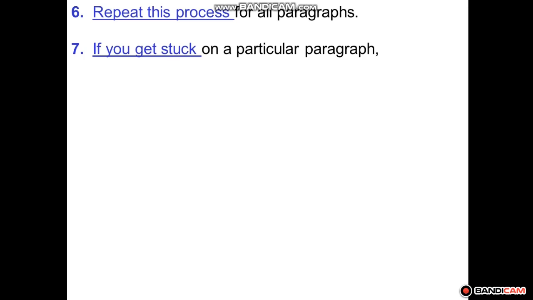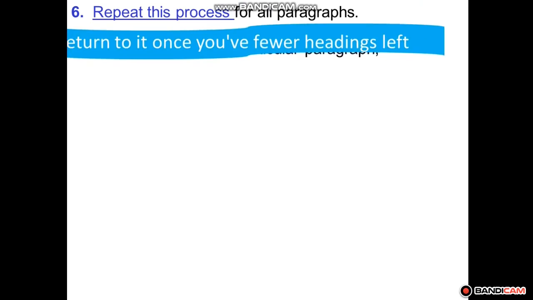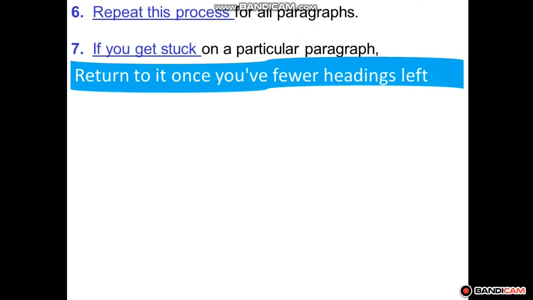Whatever you saw here, repeat it for all paragraphs. That's the strategy. Number 7, if you get stuck on a paragraph, as I discussed before, return to it once you have fewer headings left, because in this way you will have narrowed down your search and it will become easy. What seems difficult in the beginning will become easy.